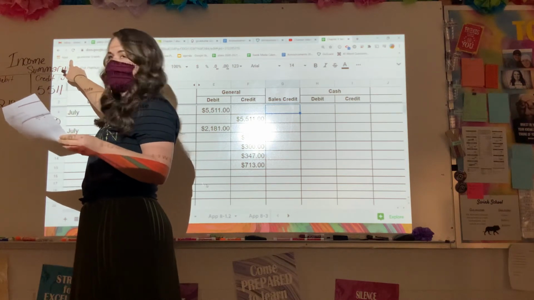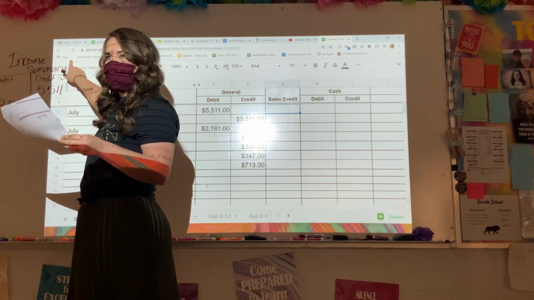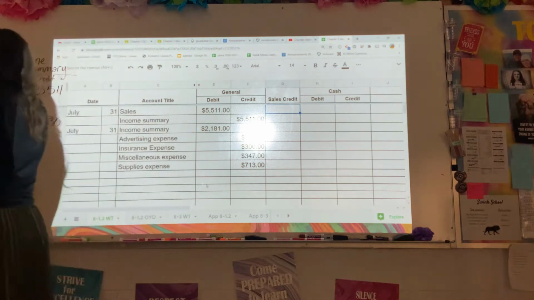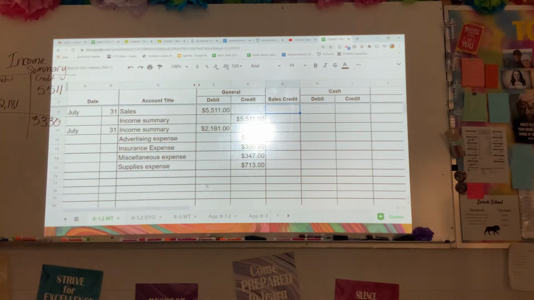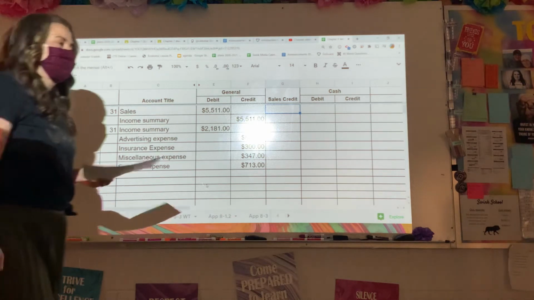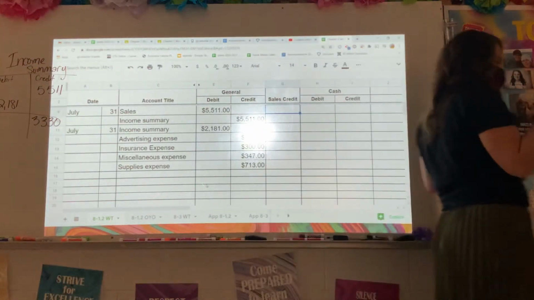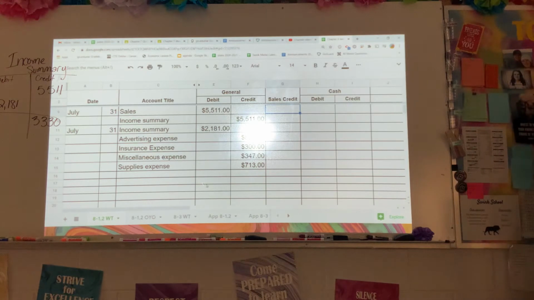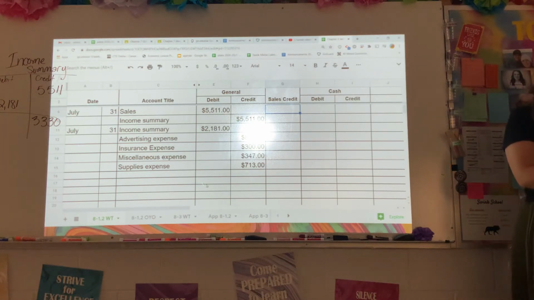And what is our credit going to be? Look at the book. Capital. Because we are increasing how much we're worth. We're increasing how much we're worth by adding that net income into it. So our debit is income summary and our credit is what? Capital. Okay? 310 is capital. Income summary is 330.